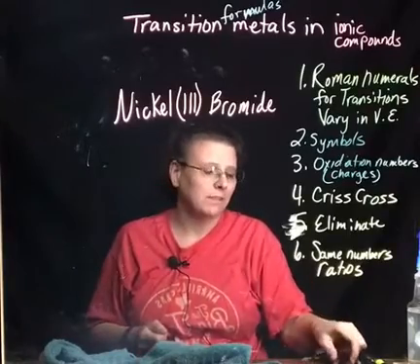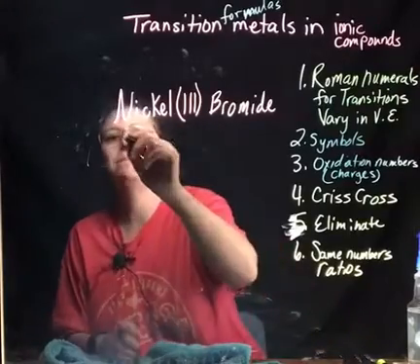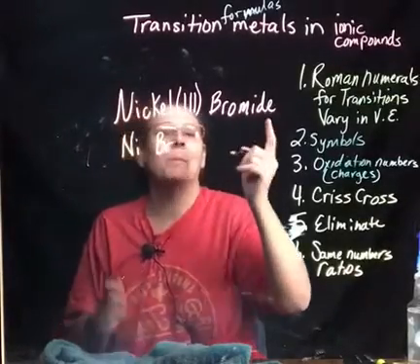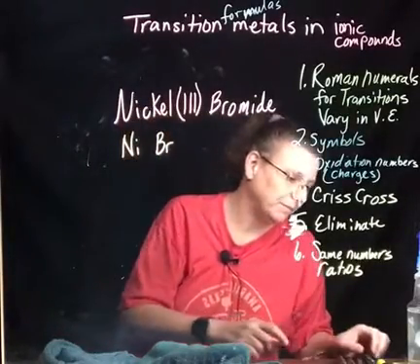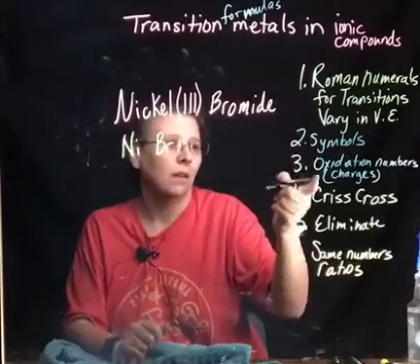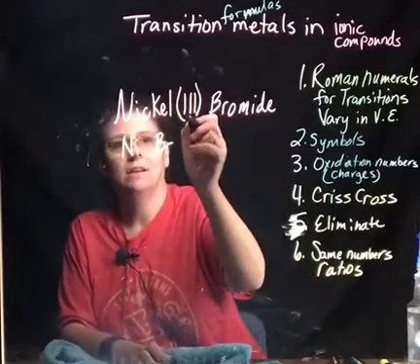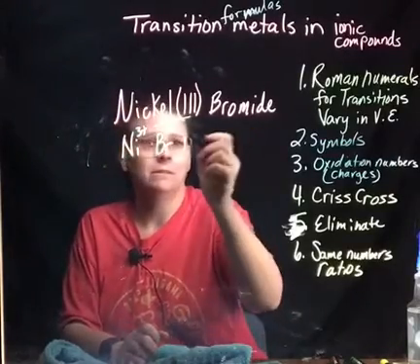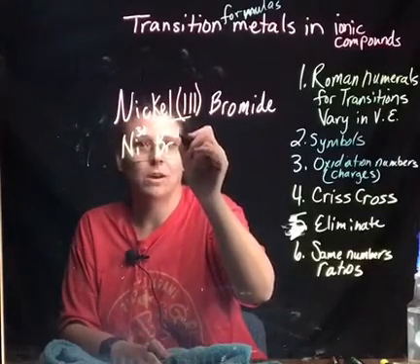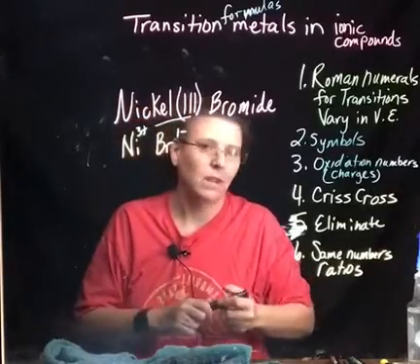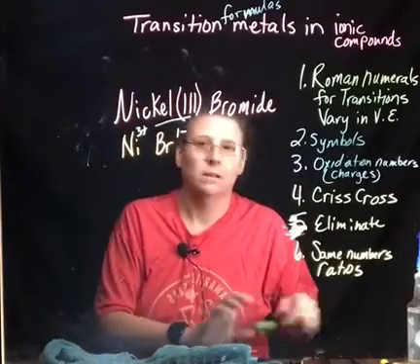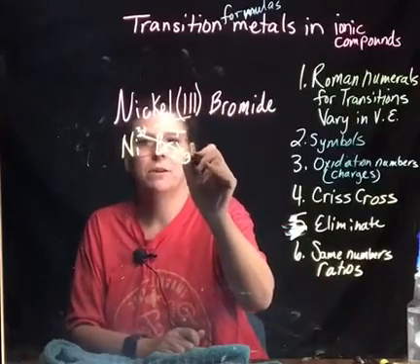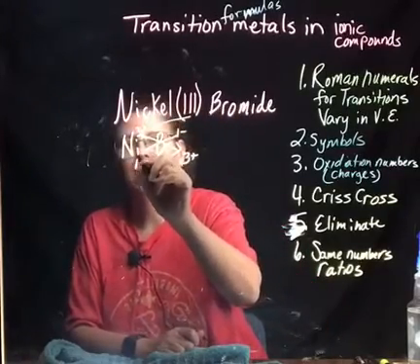First thing we do is write the symbols. So nickel is Ni. Bromide is Br, because it's bromine. Then we're going to write the oxidation numbers. Take this as a 3 plus. Bromine is a halogen, so it's 1 negative. Okay? We're going to crisscross. So we're going to take these numbers, we're going to crisscross them. This becomes a 3 plus. This becomes a 1 negative.